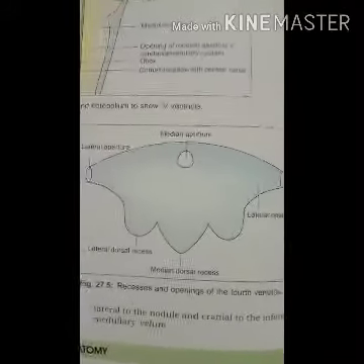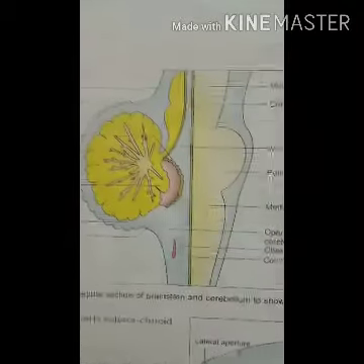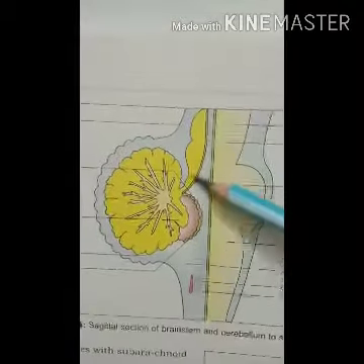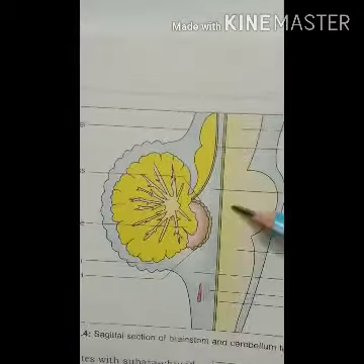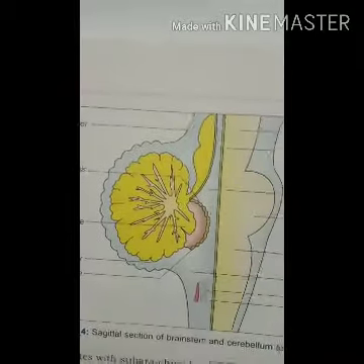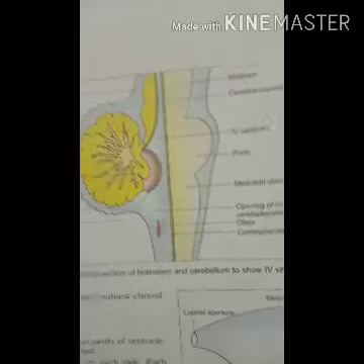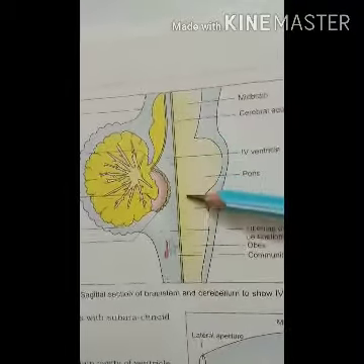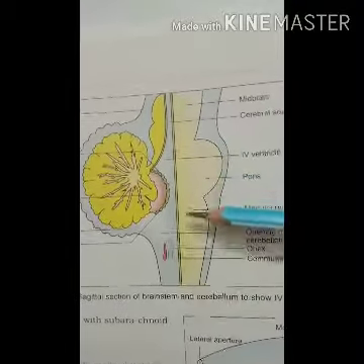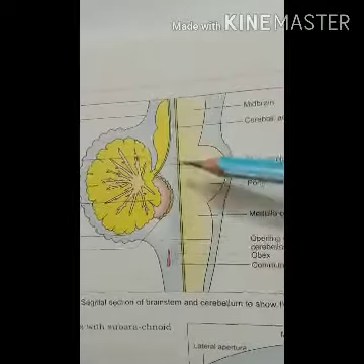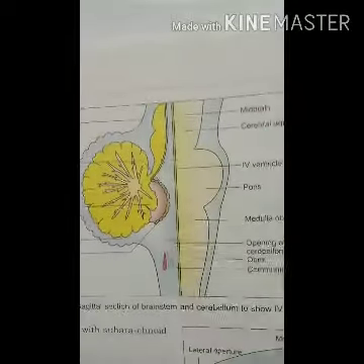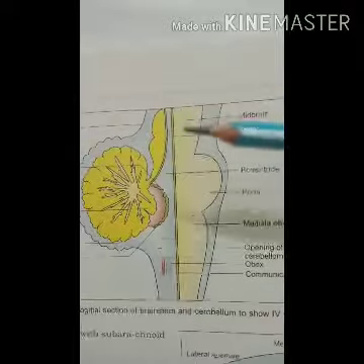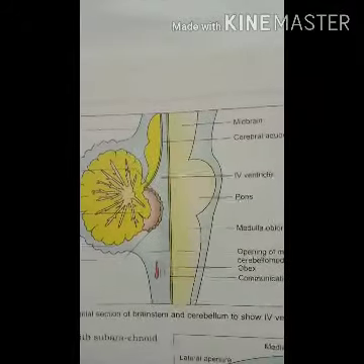Then the clinical application related to the fourth ventricle. Here is the fourth ventricle. The vital centers are situated in the vicinity of the vagal triangle, and injury to this area would therefore be fatal.